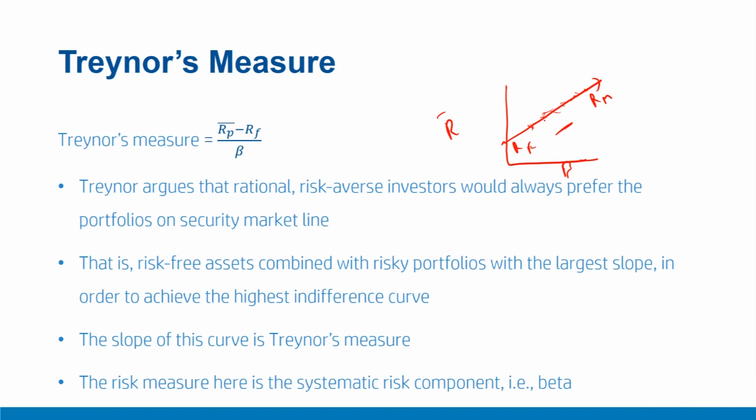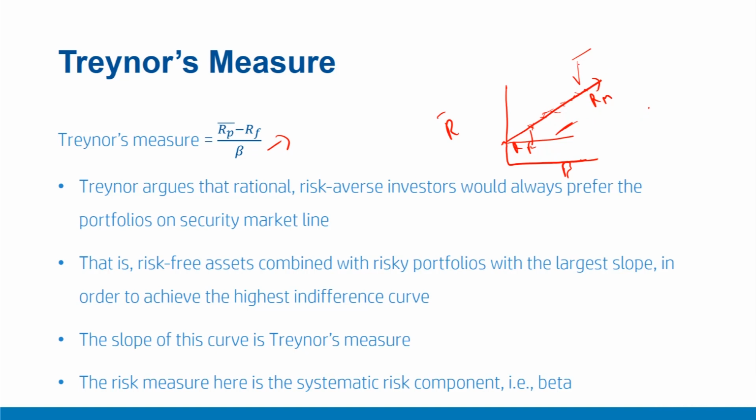Since at equilibrium all the securities are on this line, there is no security which is expected to be above or below in equilibrium. In the short term, due to friction, some security may be above or below, but ultimately they will be driven towards this line because of the arbitrage argument. The slope of this line is the Treynor's measure. The slope is of this form, coming from this formula.